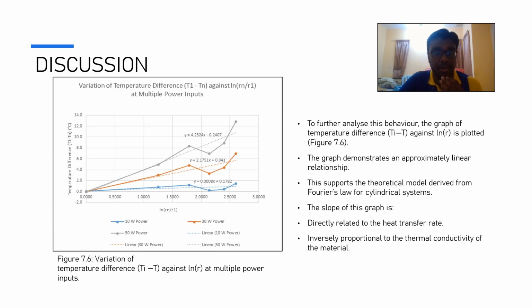Figure 7.6 plots temperature difference against the natural log of radius. The graph is approximately linear, which supports Fourier's law for a cylindrical system. The slope here relates directly to the heat transfer rate and inversely to the thermal conductivity.